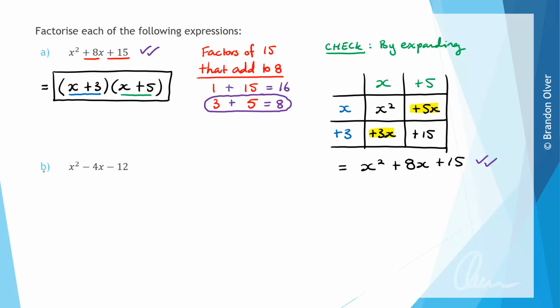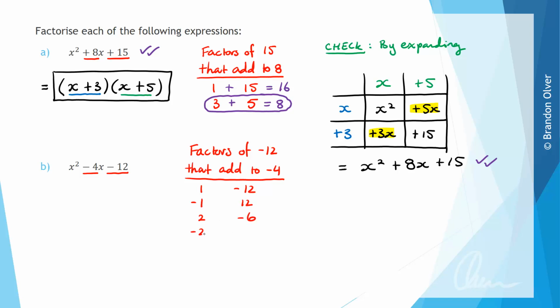So now if we do question B, our task is to find the factors of negative 12 that add up to negative 4. So negative 12 actually has quite a number of factors because we'll need positives and negatives to multiply together to give a negative number. So we can start off with 1 and negative 12, or negative 1 and positive 12, or 2 and negative 6, or negative 2 and positive 6, or 3 and negative 4, or 4 and negative 3.